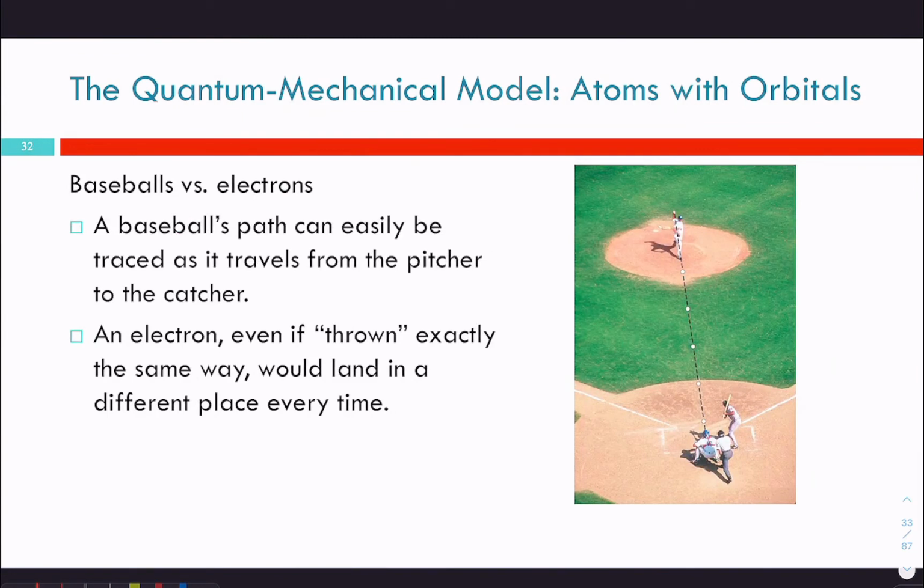So to help visualize this idea of statistical probability maps, you can think of a baseball being like an electron. A baseball's path can be easily traced as it travels from the pitcher to the catcher.